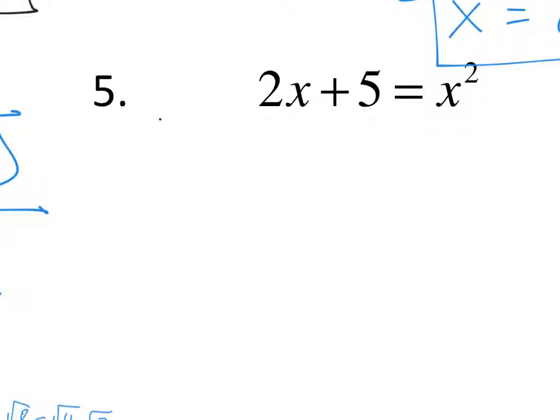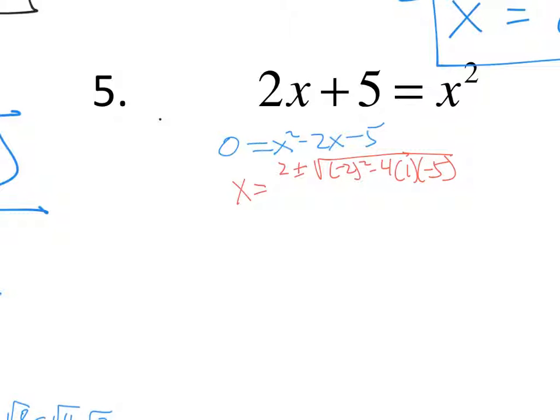Quadratic equation here, we want to set it equal to 0. So let's subtract the 2x and the 5, and we've got x squared minus 2x minus 5. Are there two numbers that add to negative 2 and multiply to negative 5? No, there is not. So we need to use the quadratic formula. x equals negative b plus or minus square root b squared minus 4ac all over 2 times a.